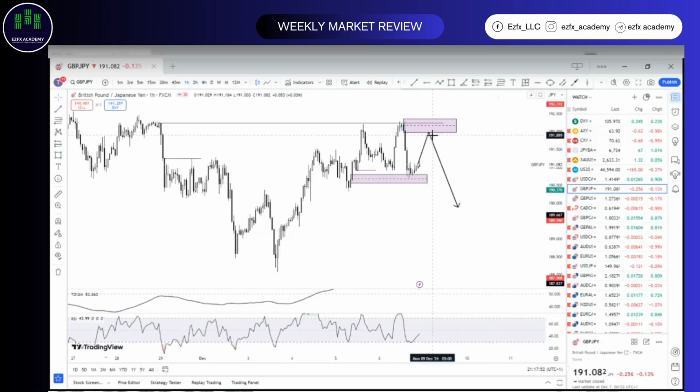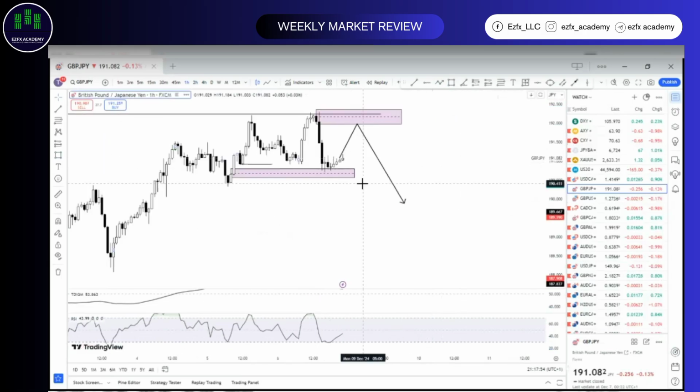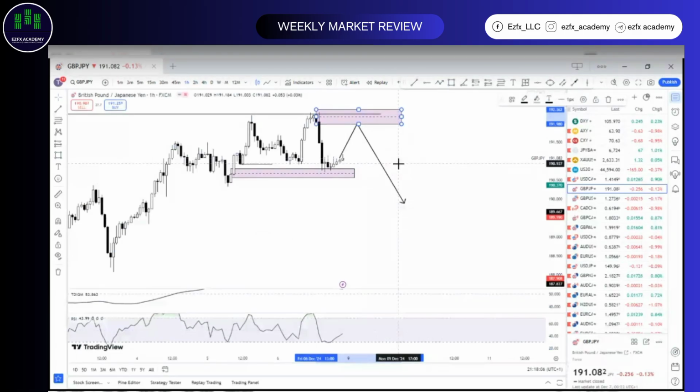Yeah, so something like this. So I want to see price still push up. Then, if at all I get a good enough rejection from supply between 192.362 and 191.980, then I'll be watching out for the sells. All right, so again, 192.362 and 191.980 will be my watch out for the sells off of this.